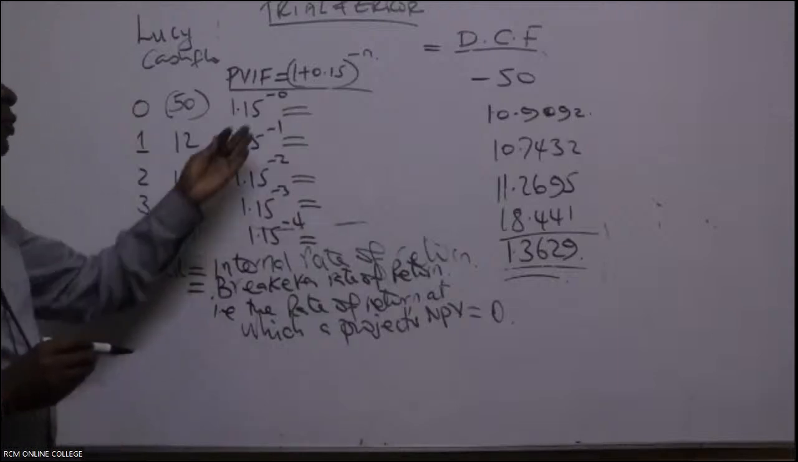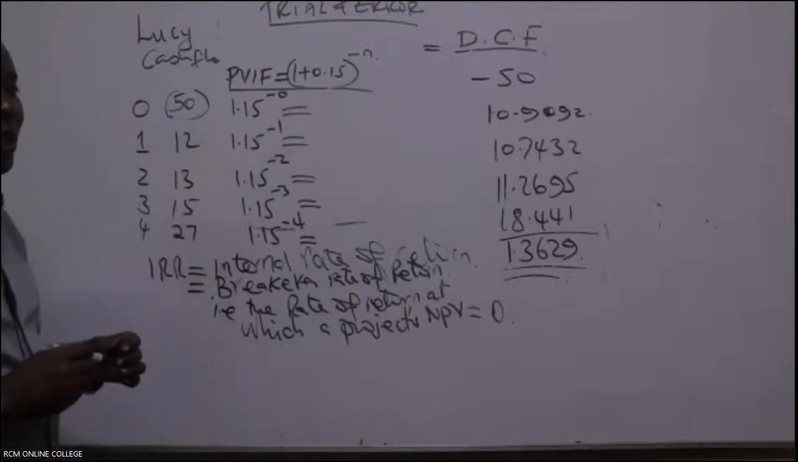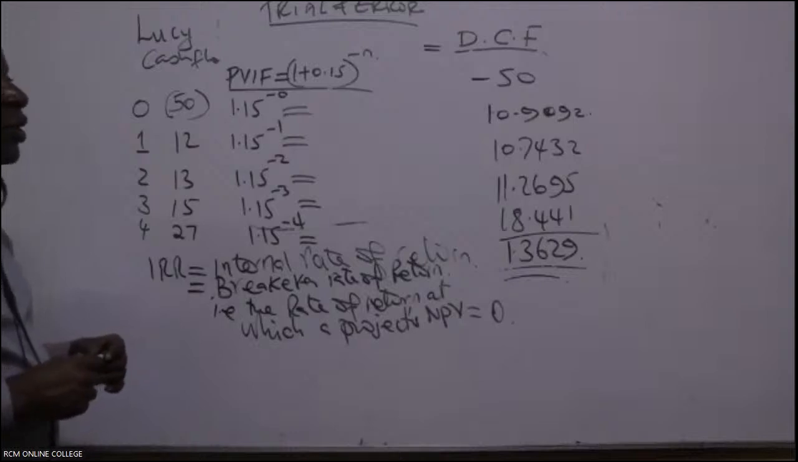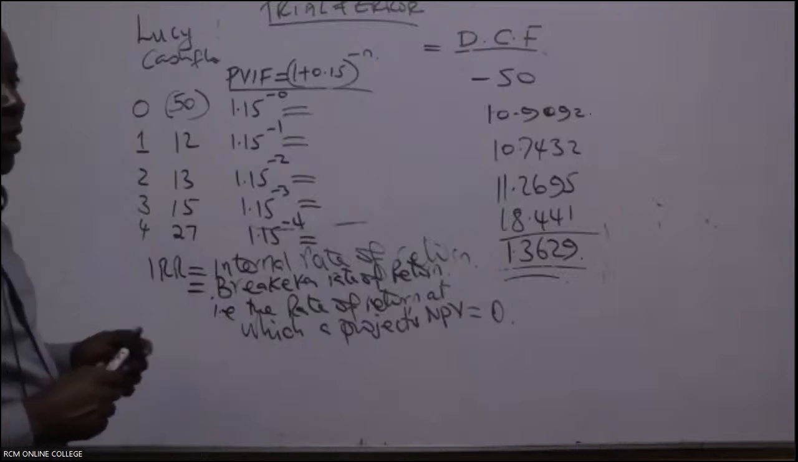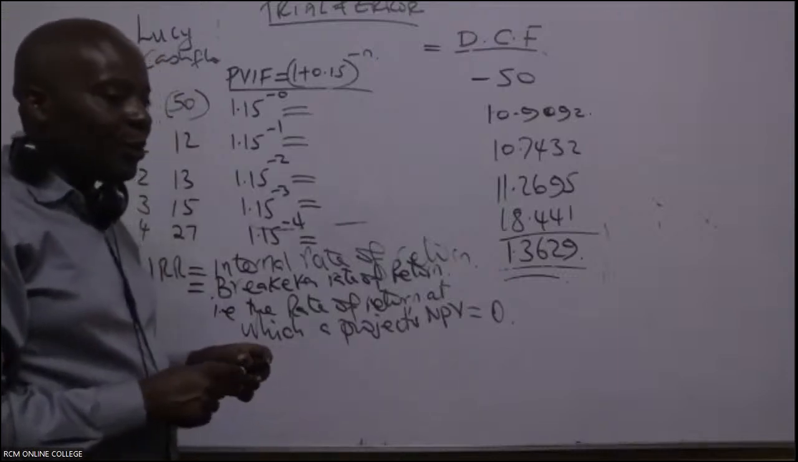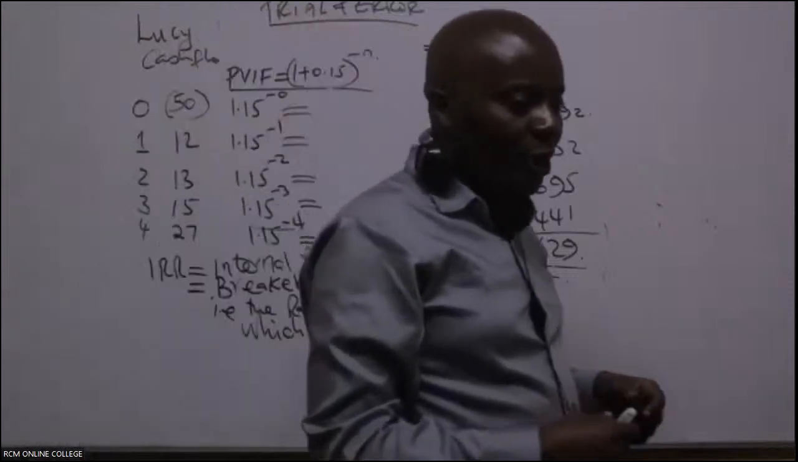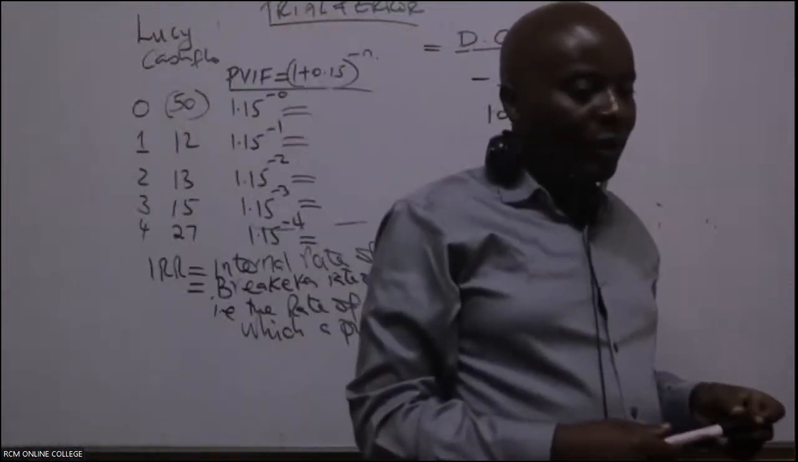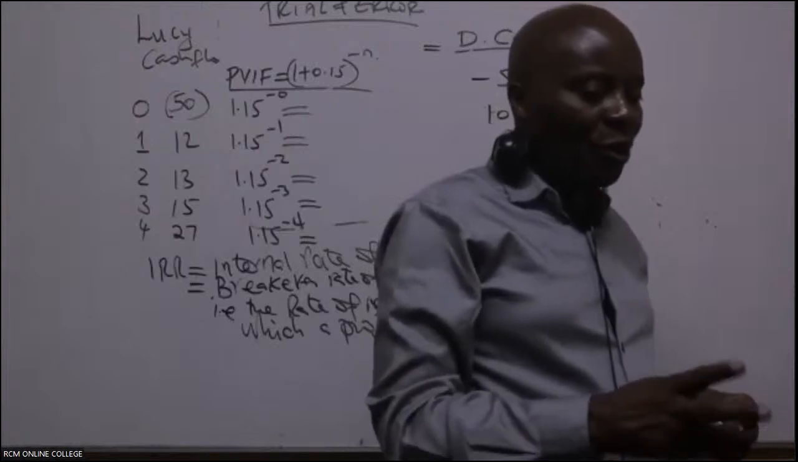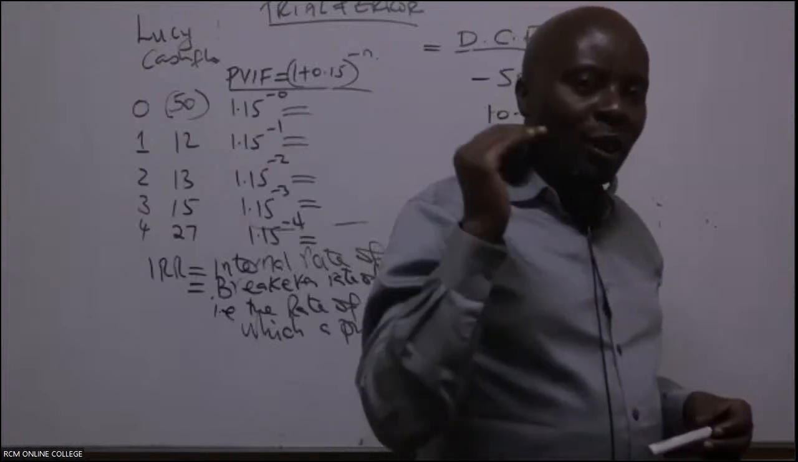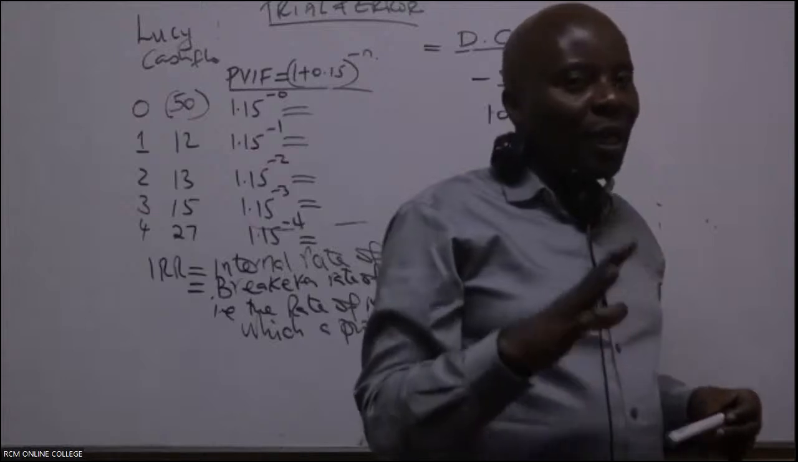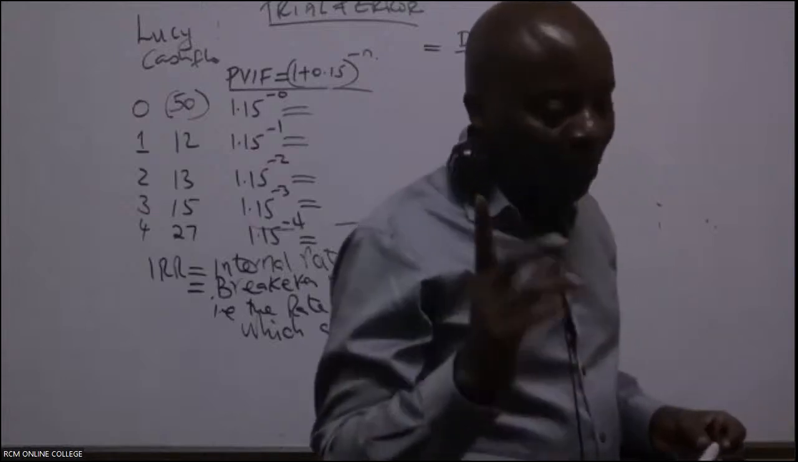Is there anybody who is able to give me 4 decimal places for these PV figures? How I wish students were really passionate about this. I can see some students dropping off. I would want everybody to remain; I don't want you to drop off.